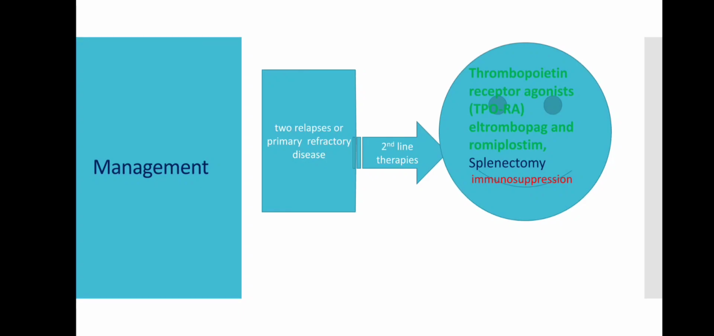So what are the second line therapies? That is thrombopoietin receptor agonist and splenectomy. You can also go for immunosuppression.